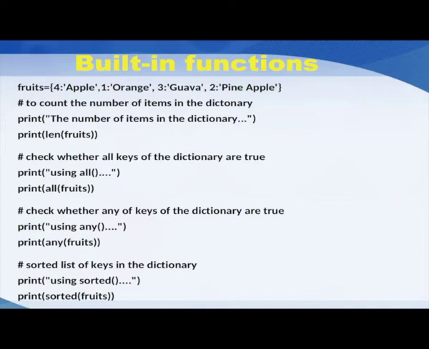Coming to the next function, all. This checks whether all the keys of the dictionary are true. In our case, we have values for all the keys.